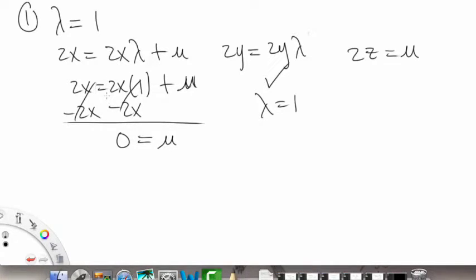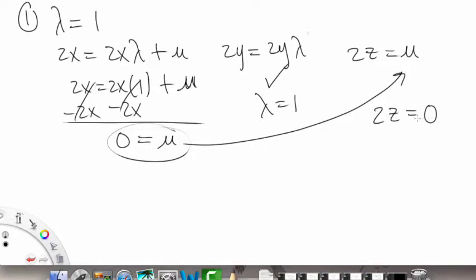So then what we get is that if mu equals 0 here, then we can plug that into the right equation. So we have 2z is equal to 0 for the mu, and therefore z is equal to 0. So here we solve for one of the variables.